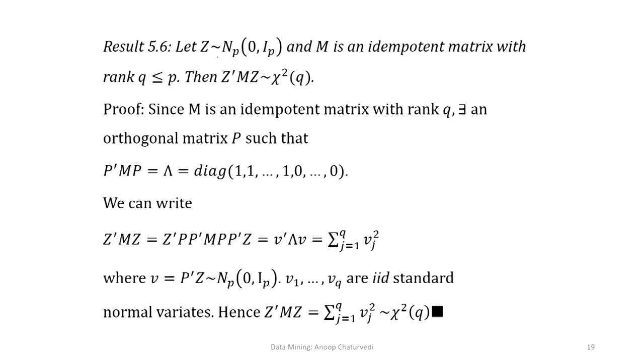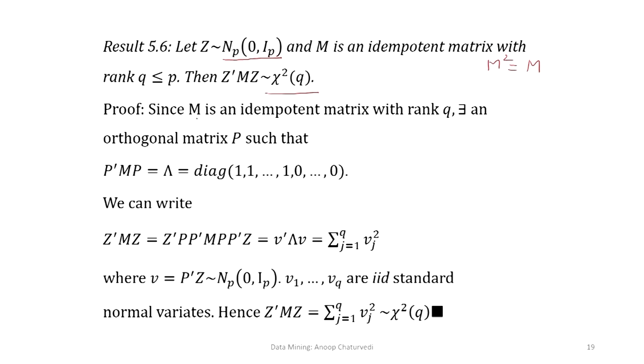Now, suppose z is a random vector of order p cross 1 and it follows the p variate normal distribution having mean vector 0 and variance covariance matrix I_p. And M is any idempotent matrix, so that M square is equal to M, and M has rank q, where q is less than or equal to p. Then we take this quadratic form z transpose M z. Then z transpose M z follows a chi square distribution with q degrees of freedom.